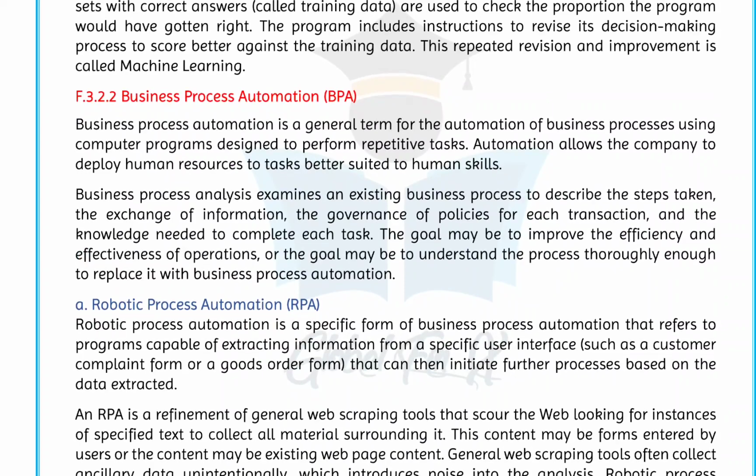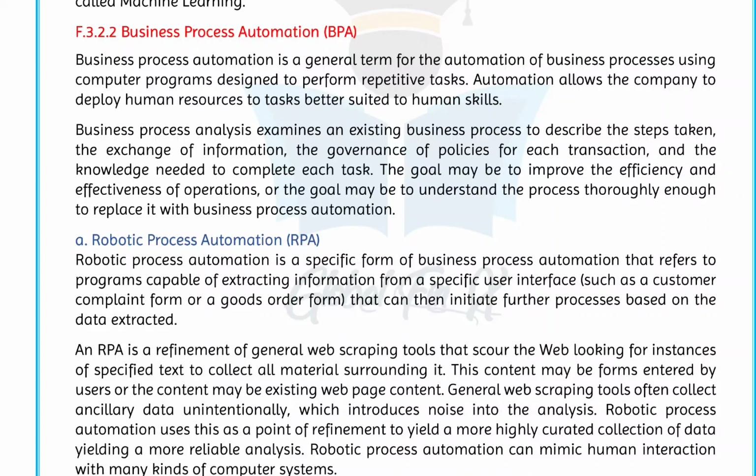All right. So the next one is automation, business process automation. There are so many processes in our business which can be automated. Automated means what? You don't need to do it. The system will automatically handle that work.